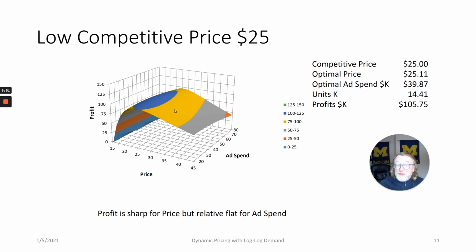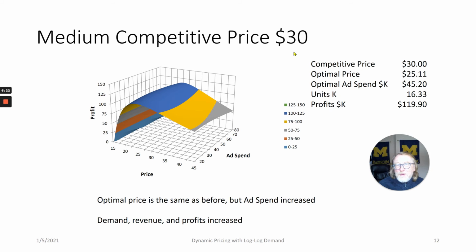Now, it doesn't really matter too much, right? If you miss the optimal ad spend, it doesn't have a huge impact. Here we're assuming that the competition price is $25. Just using Solver, we'd find the optimal price is $25.11, a little bit more, and our optimal ad spend in thousands of dollars, $39,000. How many haircuts do we have? We have 14,000, and our profits is $105,000.